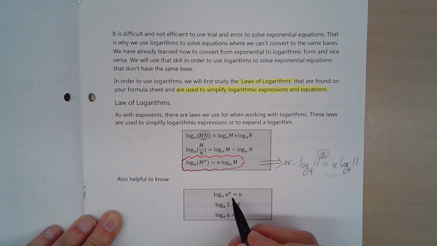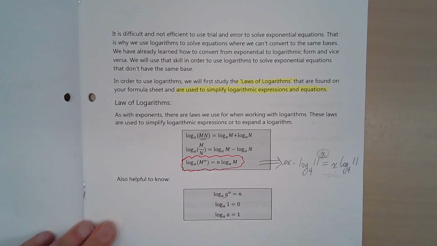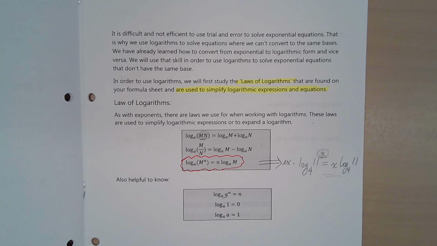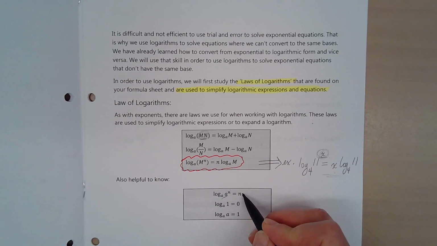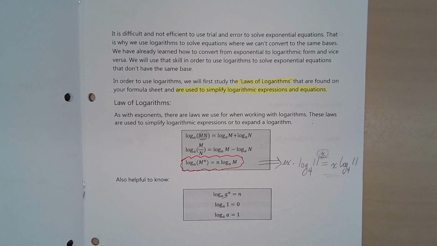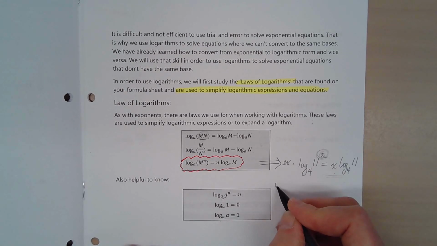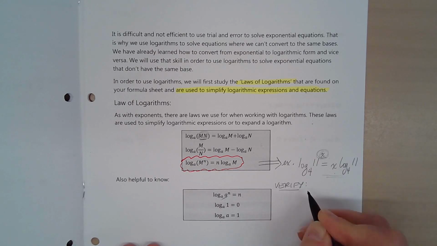Okay, it's also helpful to know when the argument and the base agree. If there's an exponent on the argument, that's actually the answer that you're looking for, right? Log in base a of a to the n equals n. Log in base a of 1 equals 0. Log in base a of a equals 1. Okay, and we can just verify those really quickly. I'll show you why they work so you don't have to memorize things.